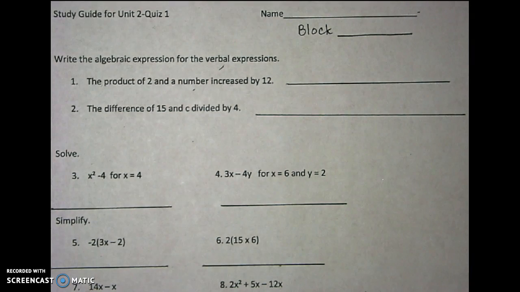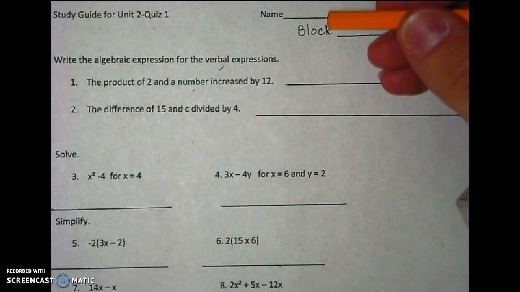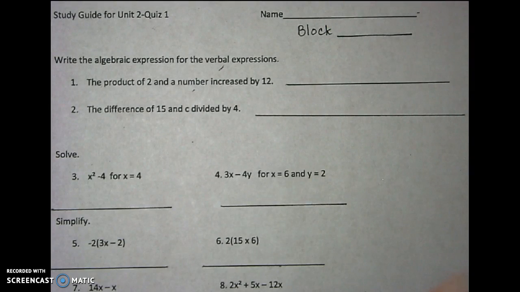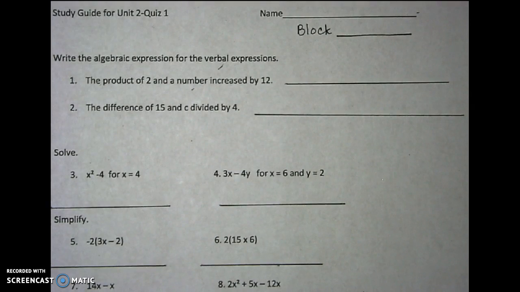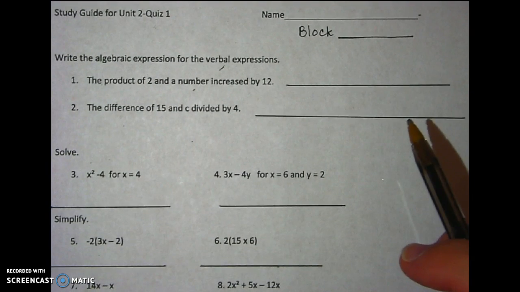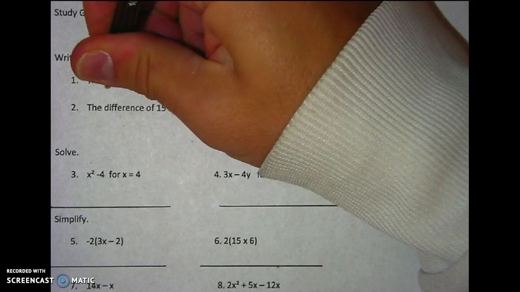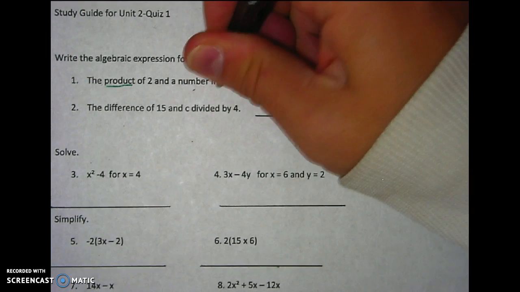Okay, so this is going to be our Unit 2, Quiz 1, Mid-Assessment. We're going to begin with number 1 here. On number 1 it says the product of 2 and a number increased by 12. The two key words here being product and increased by.